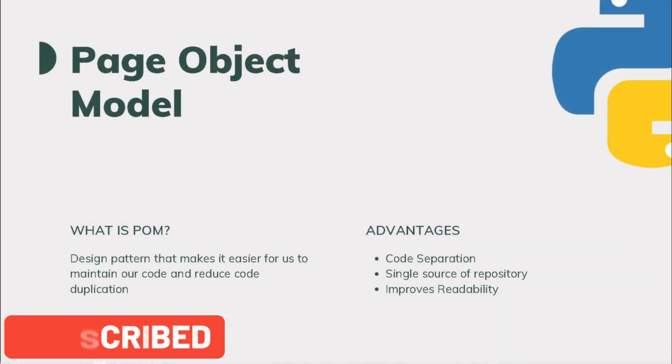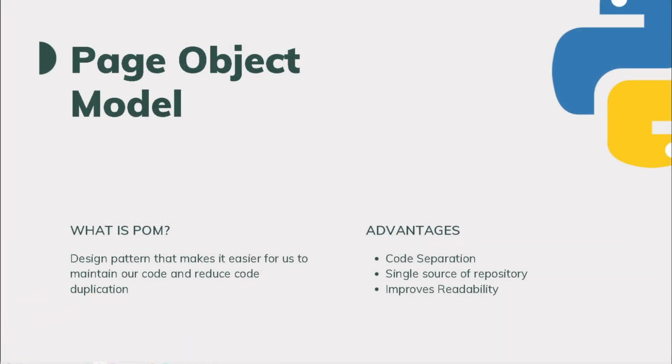So let's get started. Page object model is a design pattern that makes it easier for us to maintain our code and reduce code duplication. It allows you to abstract any page related information away from your actual test. To put it simply, all the selectors we were using within our test, we can extract and put in a separate file, which we can then reuse whenever we want.